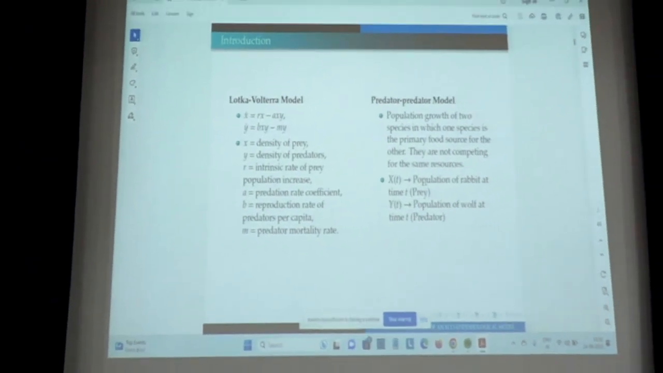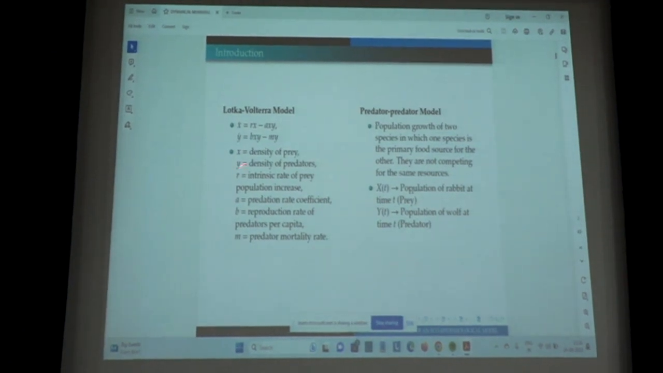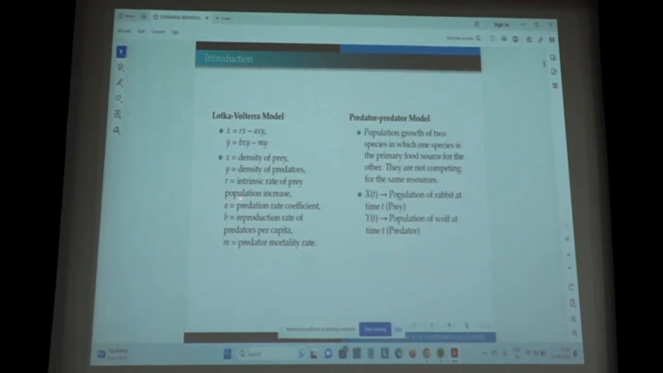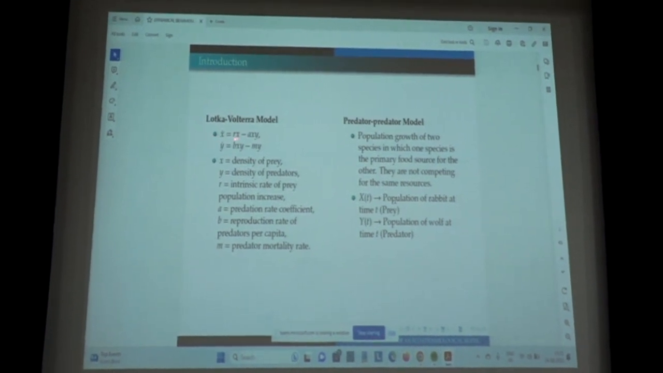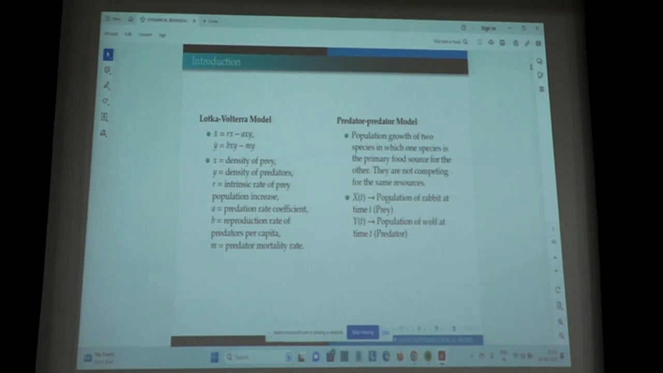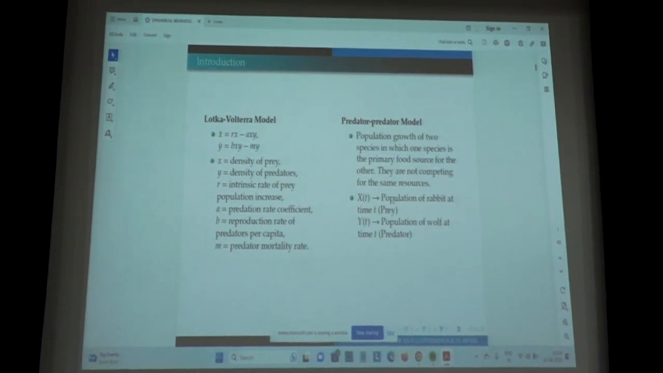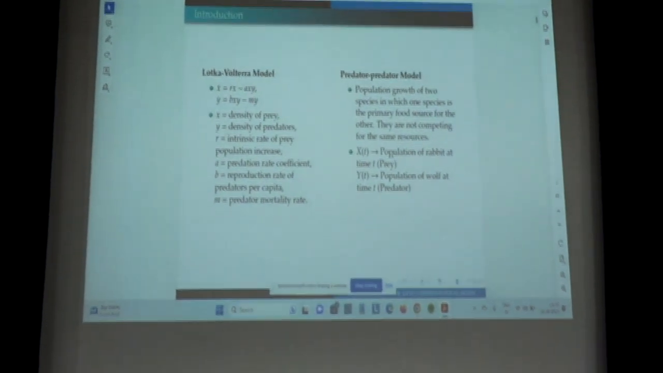We take R as the intrinsic growth rate of prey, and the predator attacks the prey with the predation rate A. So here the prey population will decrease, so it is denoted by minus AXY. So X dot equals RX minus AXY. The predator consumes the prey, so the predator population will increase with the consumption rate B. Therefore, Y dot equals BXY minus MY, the natural death of the predator, where M is the mortality rate of the predator.